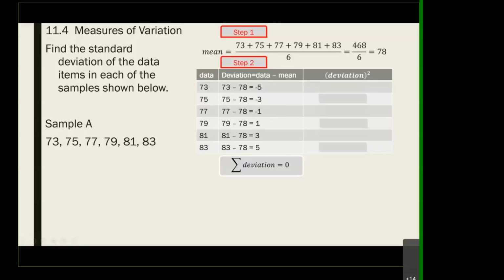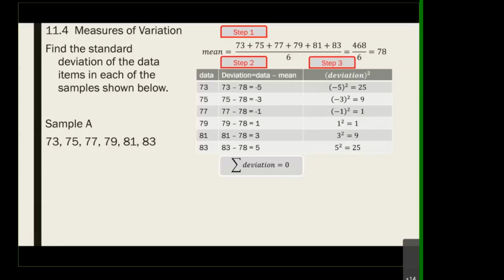Okay. Now, what does step 3 tell us to do? Whatever the result of step 2, whatever the deviation is, we need to square them. So if I square them, -5 times -5 gives me 25, and so on: -3 times -3, -1 times -1, 1 times 1, 3 times 3, 5 times 5. That's step 3: take the result of step 2 and square them.